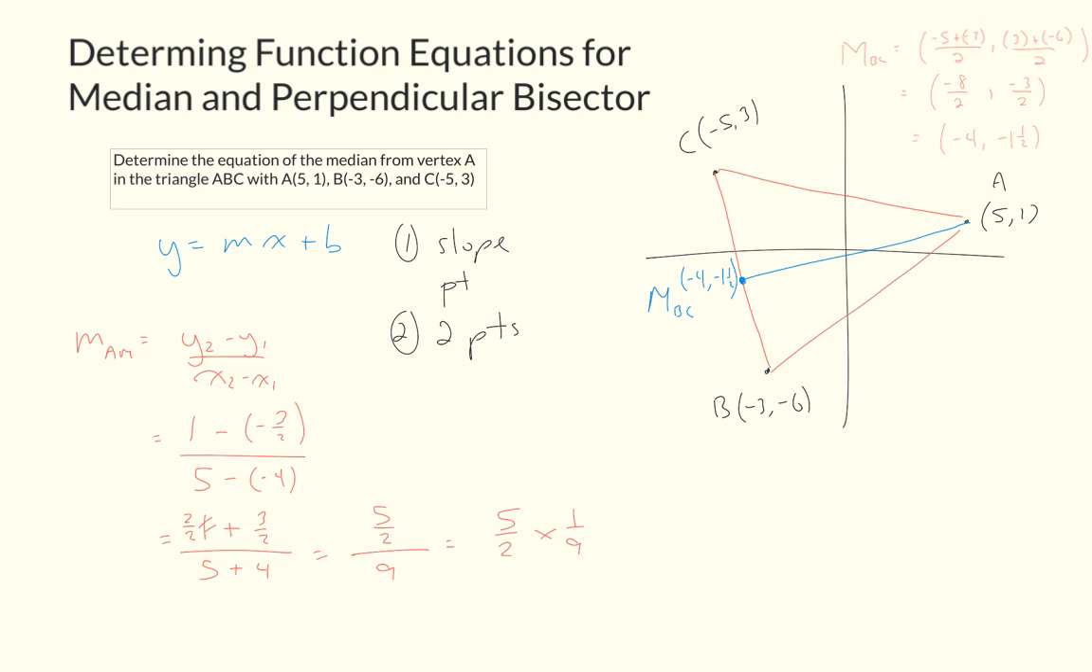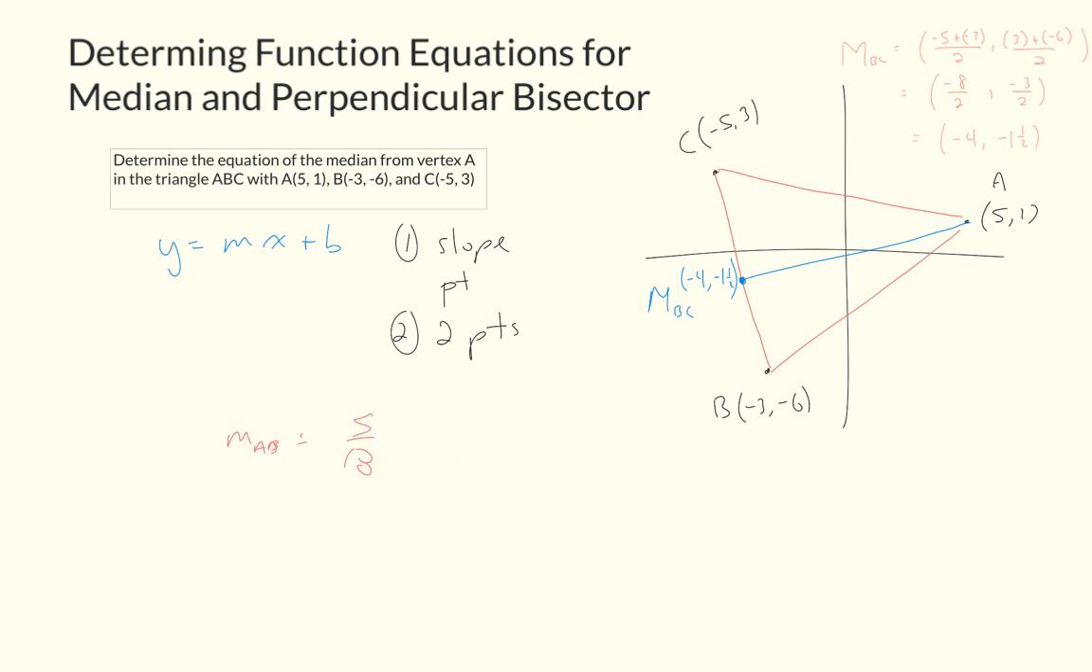This is a fraction divided by a fraction. I know the 9 doesn't look like a fraction, but of course any number is a fraction if you put it over 1, and dividing by a fraction is the same as multiplying by the reciprocal. So just to finish off, sounds complicated, but it's not really. We have 5/18, and I think that's in lowest terms. Looks like my slope for this median is 5/18.